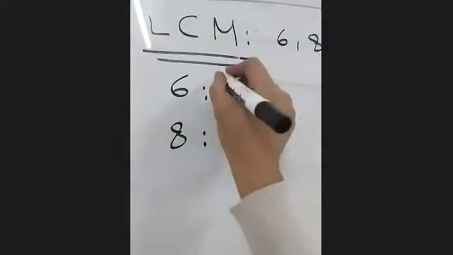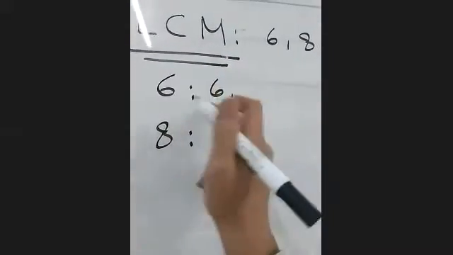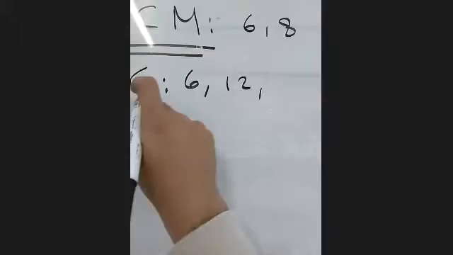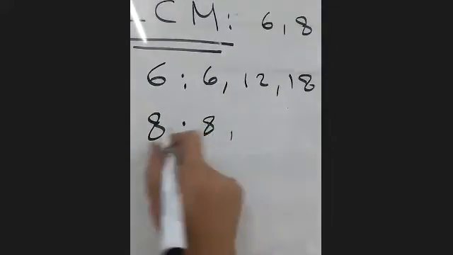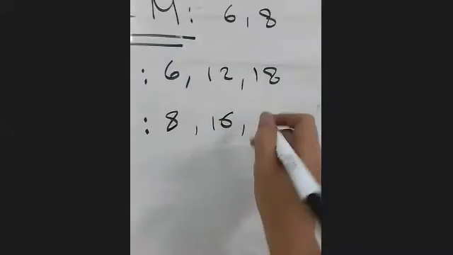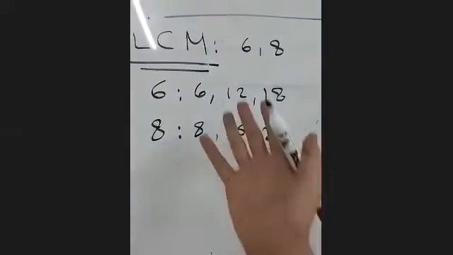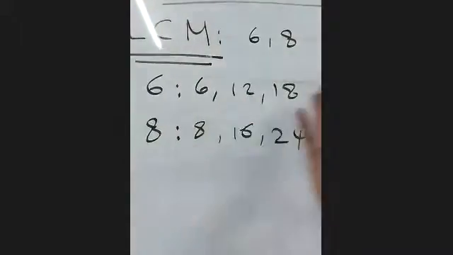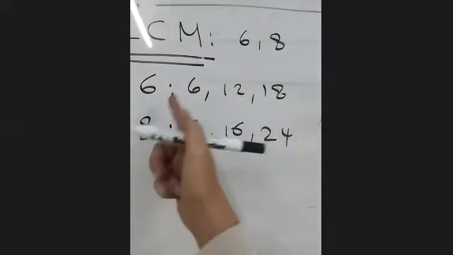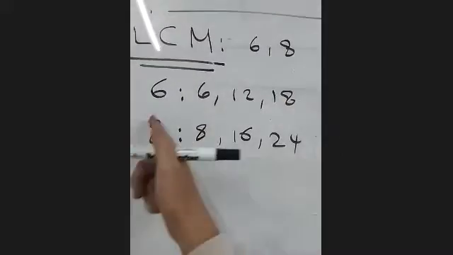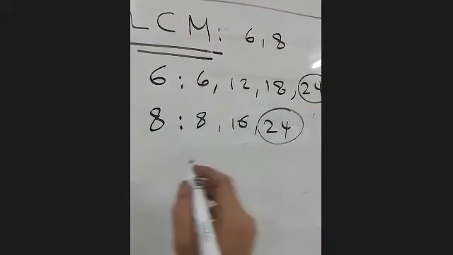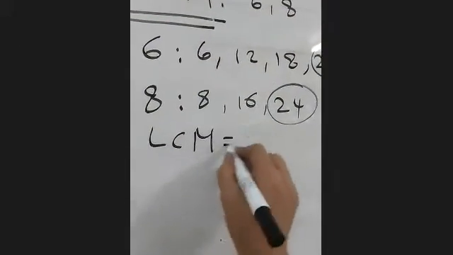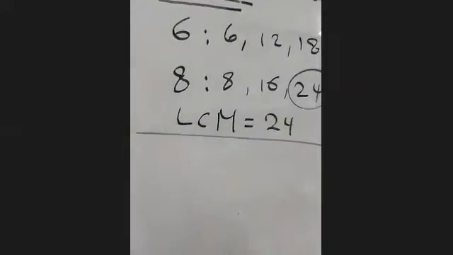Let's start with 6. 6 by 1, 6. 6 by 2, 12. 6 by 3, 18. And the 8 by 1, 8. 8 by 2, 16. 8 by 3, 24. Until now, we don't have a common multiple, but we continue until we find one. Now 6 by 4, which is 24. Once we found a common multiple, we stop and it will be the least common multiple. It is 24.